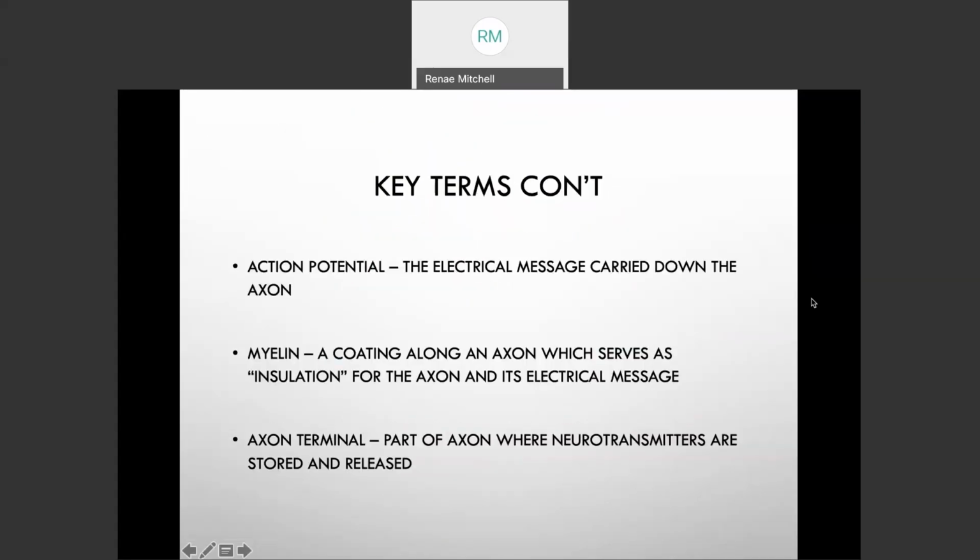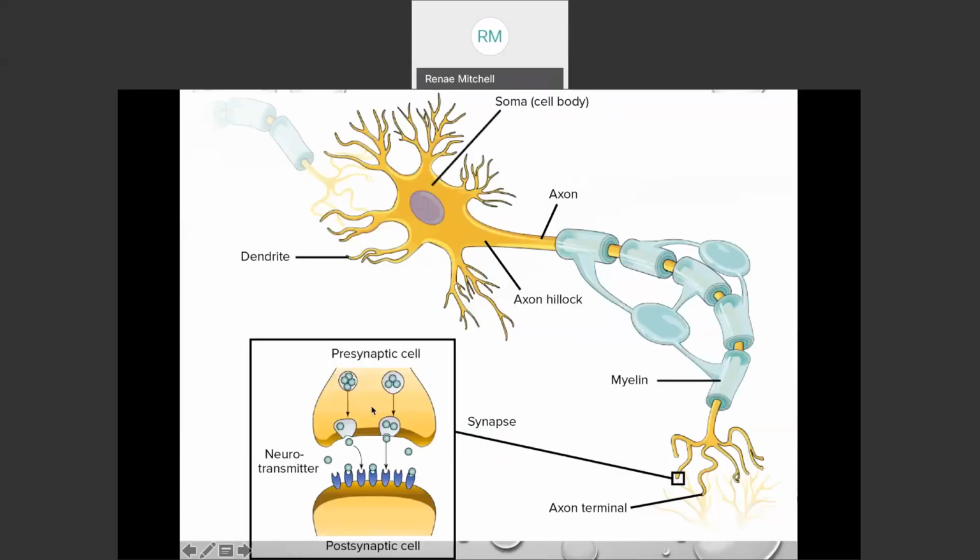And then at the end of an individual neuron is the axon terminal. That's the part of the axon where neurotransmitters are stored and released. It's the end of the individual neuron, and it's the part that precedes the connection to the next neuron. The axon terminal butts up against the dendrites of the next neuron, and the space between those two things forms a synaptic gap.